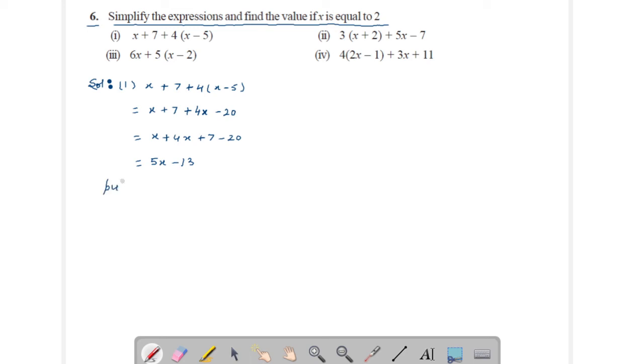Now put x is equal to 2. What will you get? 5 into 2 minus 13. Open the bracket. 5 twos are 10 minus 13. 10 minus 13, it is minus 3. And this is your answer. Now come to second part.